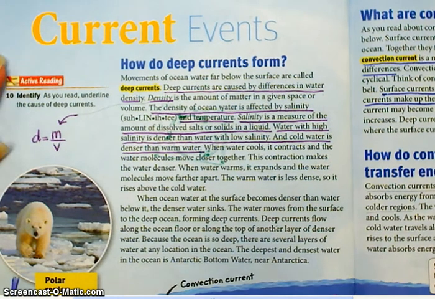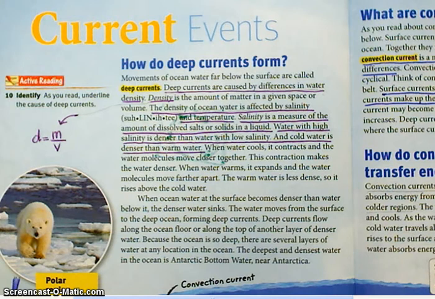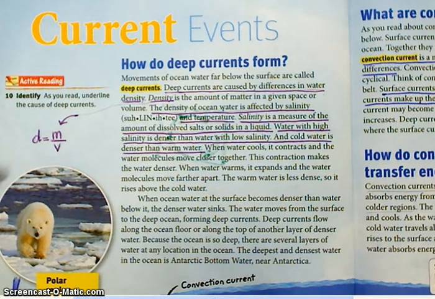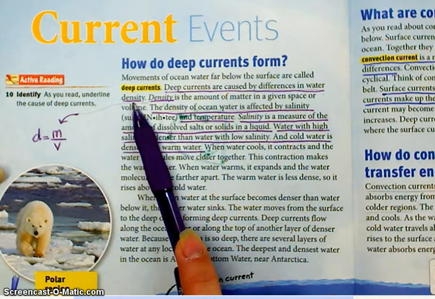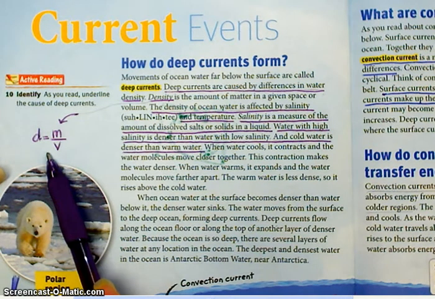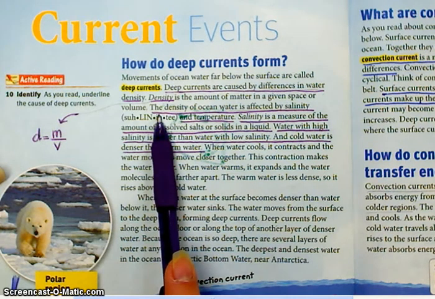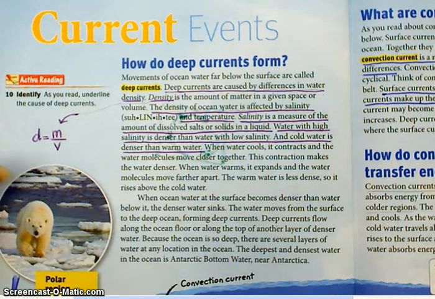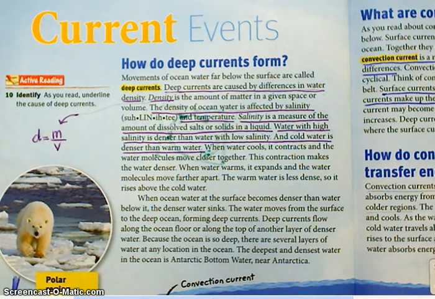All right, movements of ocean water far below the surface are called deep currents. And deep currents are caused by differences in water density. Remember that density is the amount of matter in a given space or volume. Remember the equation for density is density equals mass divided by volume. The density of ocean water is affected by two things, salinity and temperature.